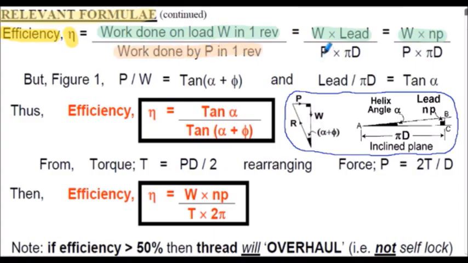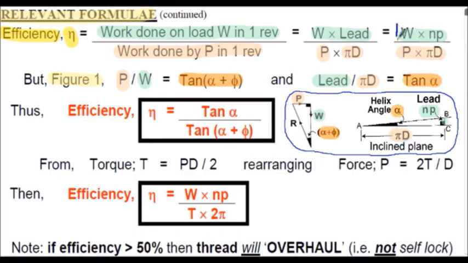So the horizontal applied force P to the thread diameter produces work done of P multiplied by pi d. But from figure 1 on our previous slide, extract shown here for reference, we know that P divided by W is equal to tan of alpha plus phi, angle alpha plus phi shown here, and the lead shown here divided by pi d here is equal to tan alpha, helix angle alpha shown here.